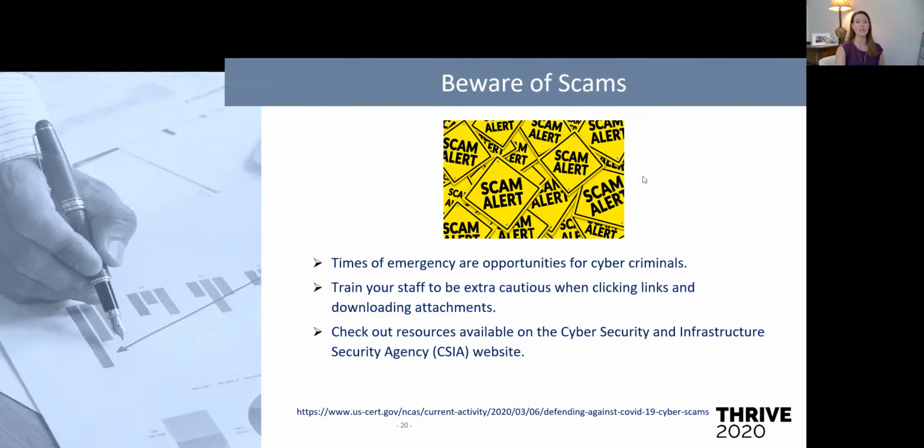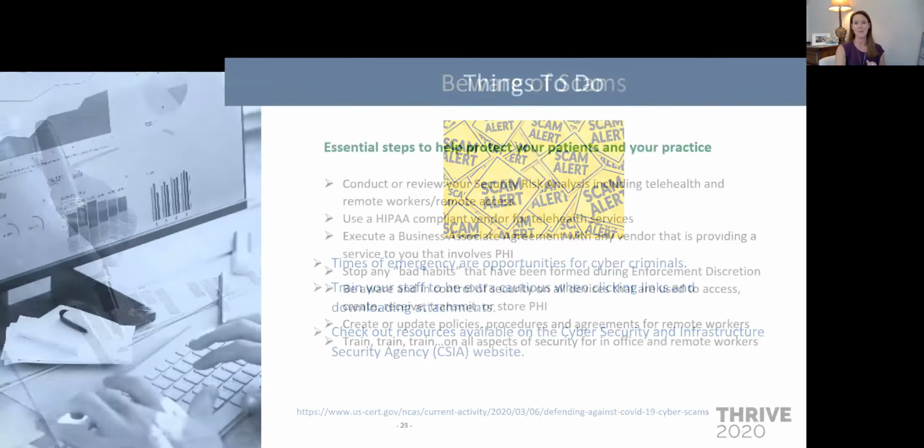And this is a great resource that I would highly recommend that you check out, the Cybersecurity and Infrastructure Security Agency website. Check this out. There are lots of good tips, and I again highly recommend that you have your staff check this out.